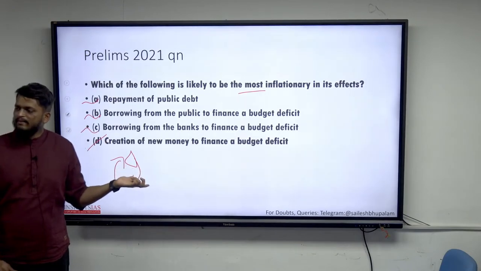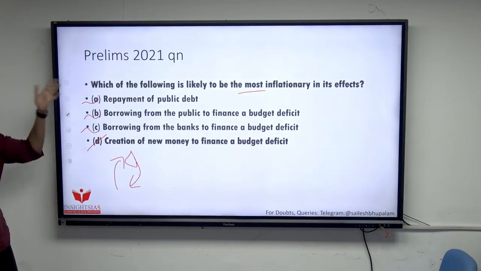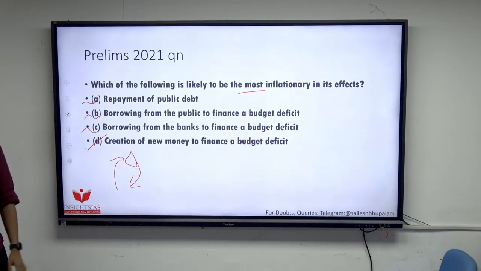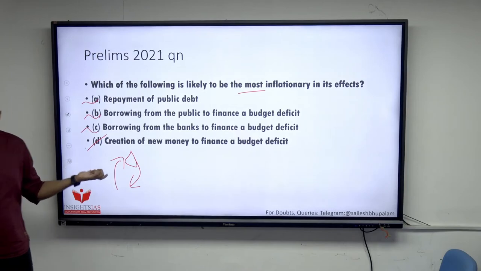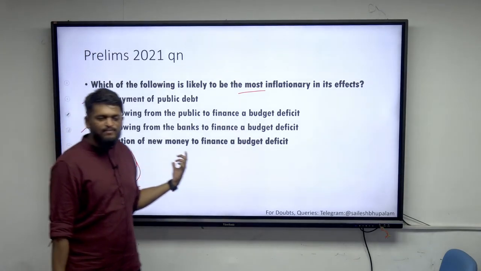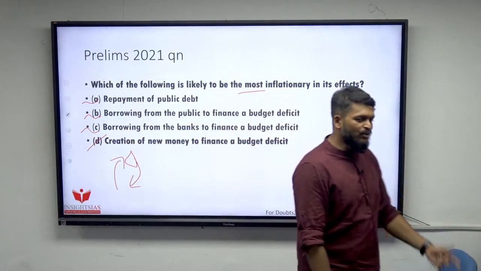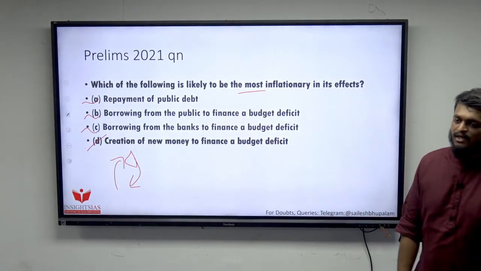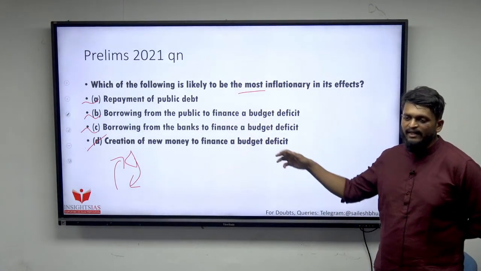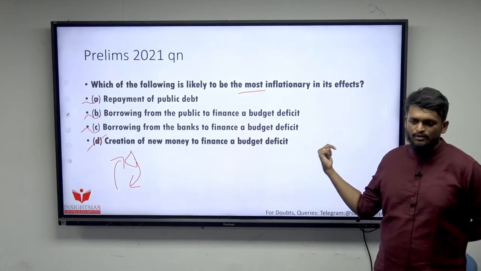You understood? Imagine this option was not there. Then we had to search where, what exactly happens in more detail. But because this option is there, we don't need to go into that level of detail. If this is not there, then you have to think about where money is moving from rich people to poor people. So propensity to consume is more in the poor, and that means velocity of circulation is more, and that will create more inflation. You understood this?